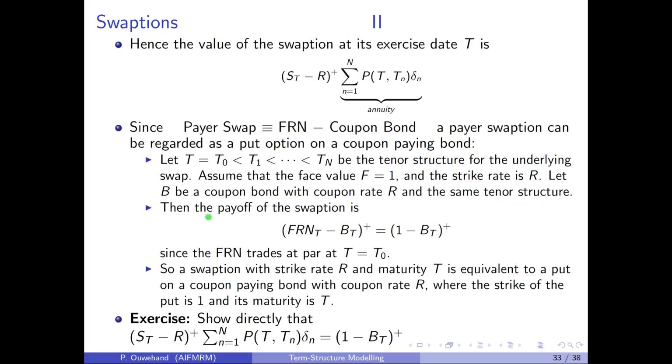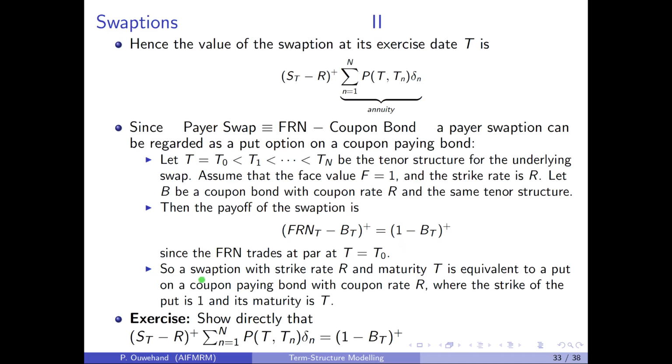Then the payoff of the swaption is simply the value of the floating rate note at time capital T, the exercise date of the swaption, minus the value of the coupon bond at time capital T, and only if that difference is positive. Since the floating rate note trades at par at the initial date T is equal to T0, the value of the floating rate note is equal to 1. And hence the payoff of the swaption is simply 1 minus BT, provided that this is positive. This looks like the payoff of a put option on a coupon bond with strike equal to 1.